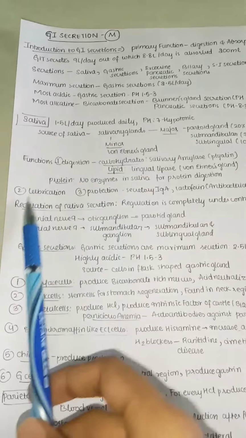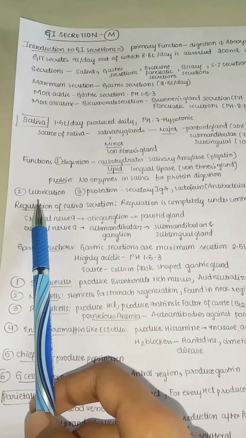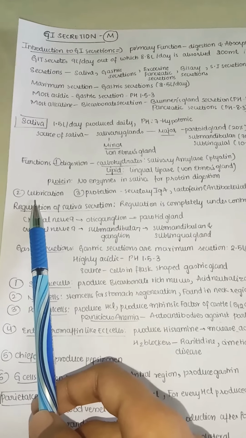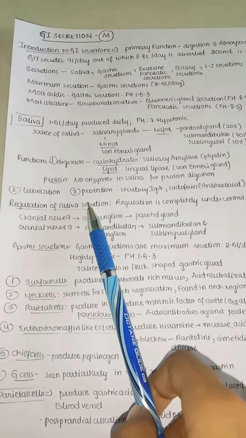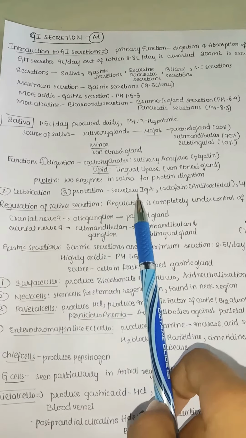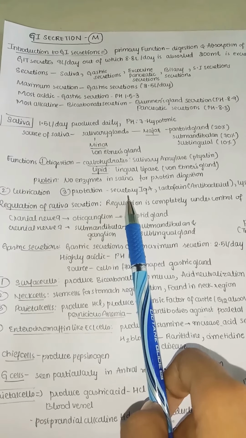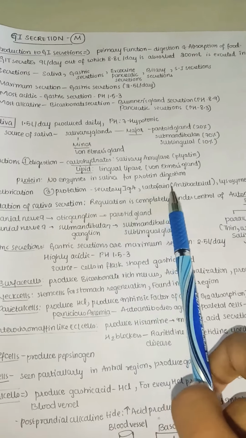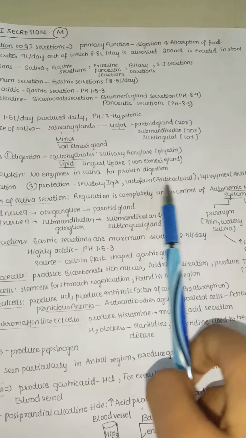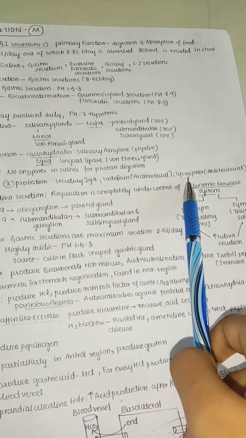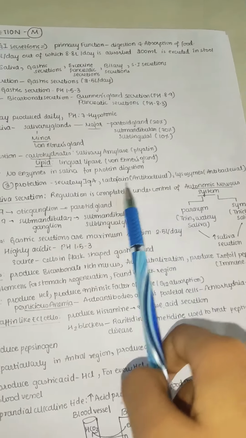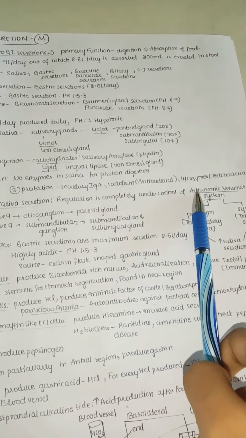Now, the other functions of saliva: of course, lubrication, so the food you eat can easily pass down into the stomach, and protection. Protection is mainly by producing secretory IgA, immunoglobulin A. And you have bactericidal properties by lactoferrin and also lysozymes. These both are antibacterial: lactoferrin and lysozymes.